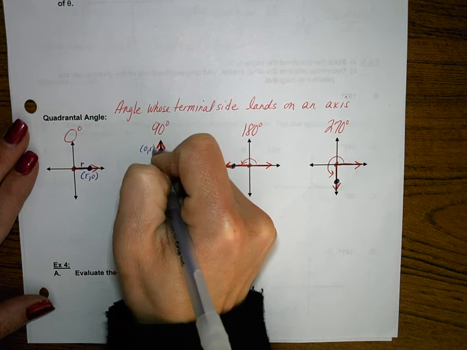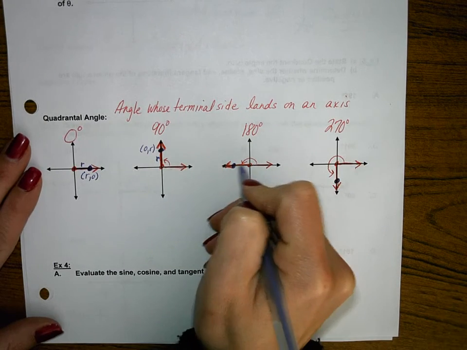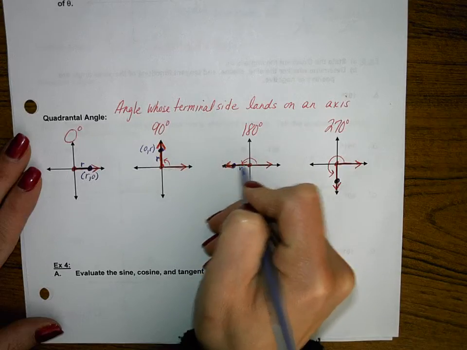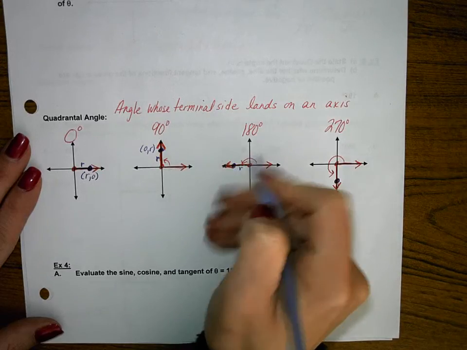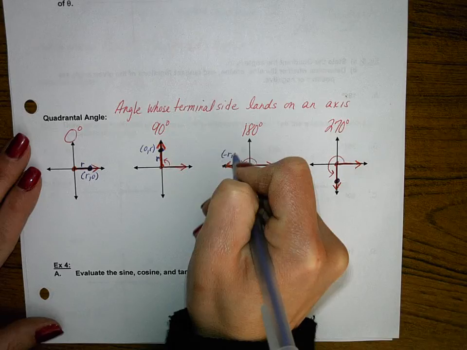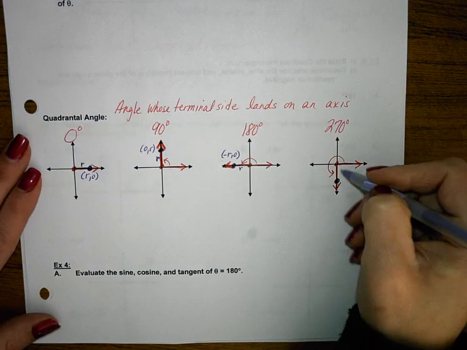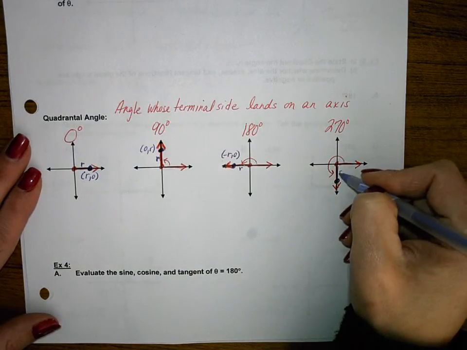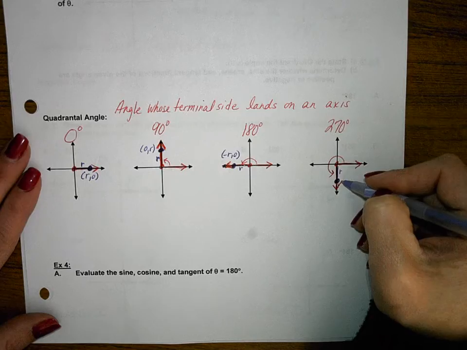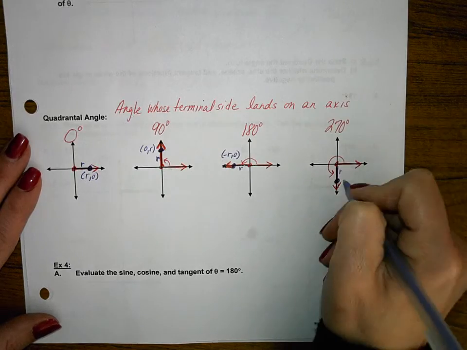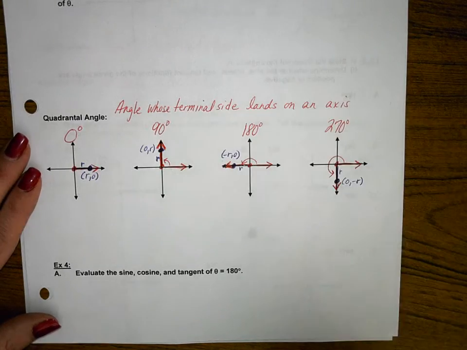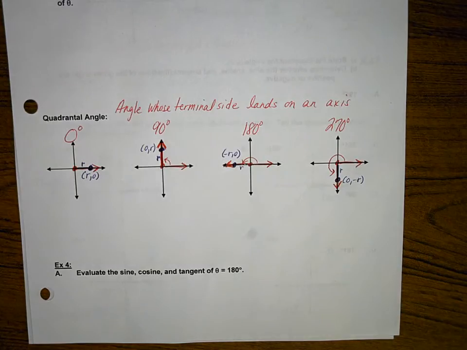(0, R). All right. Here, my radius of my circle is right here. Well, if I go to the left R, where am I at? (Negative R, 0). And here, my radius of my circle is this. If I go down R, where am I at for that point? (0, negative R). Got to be able to draw that picture.